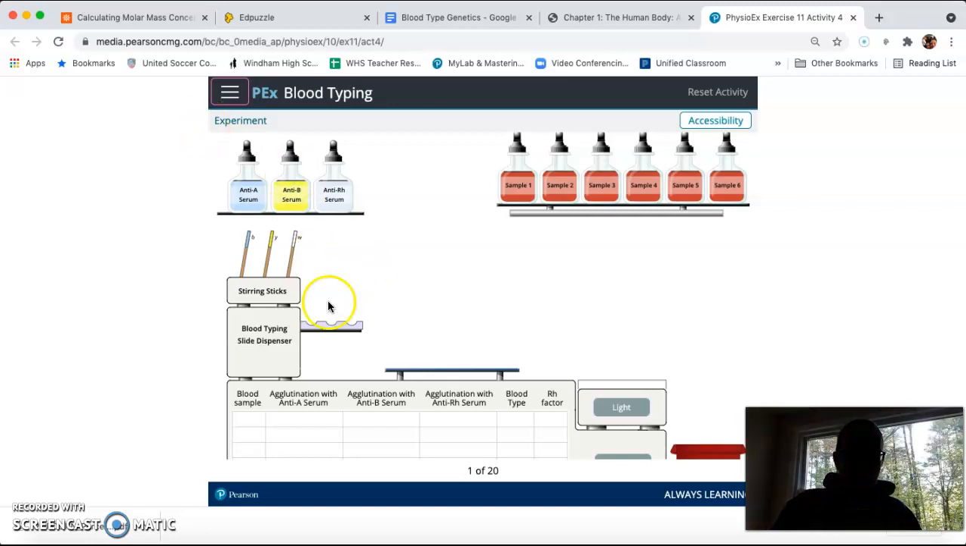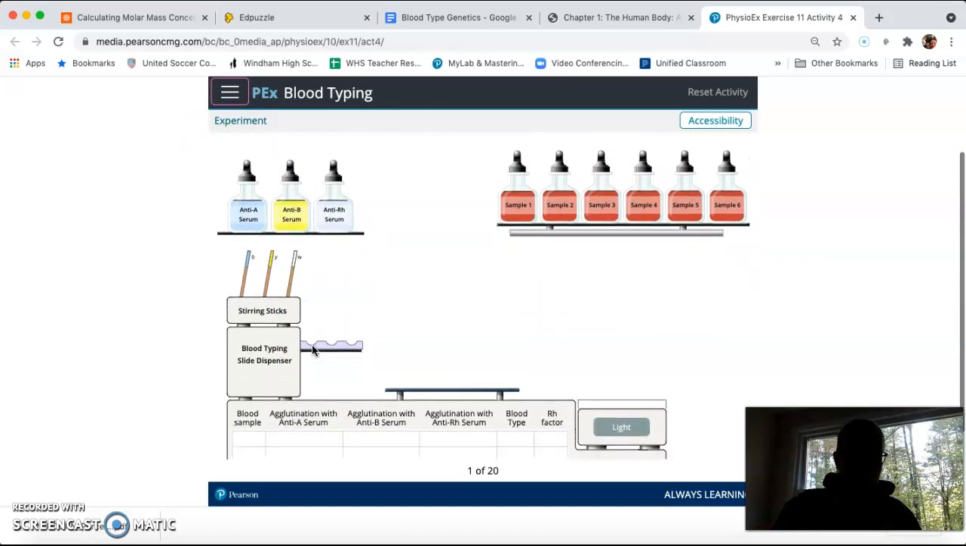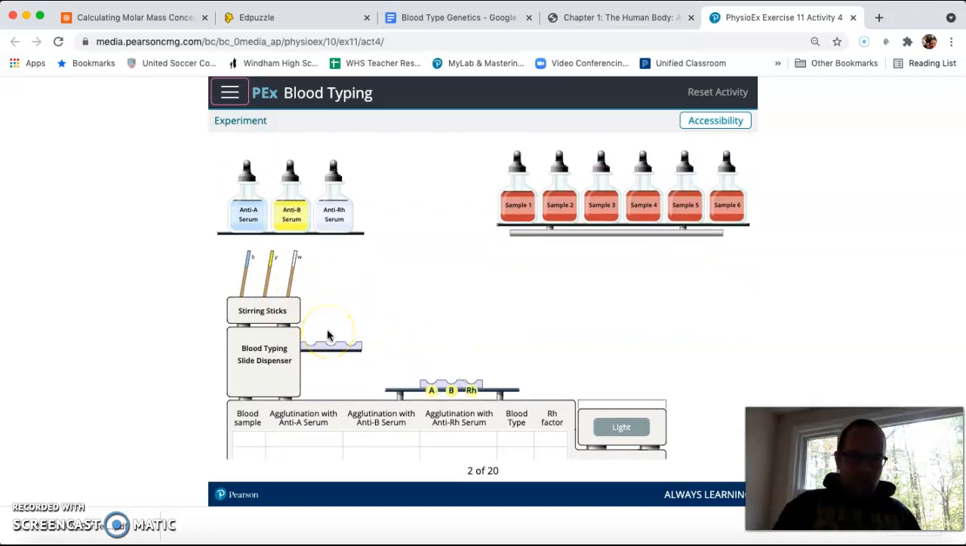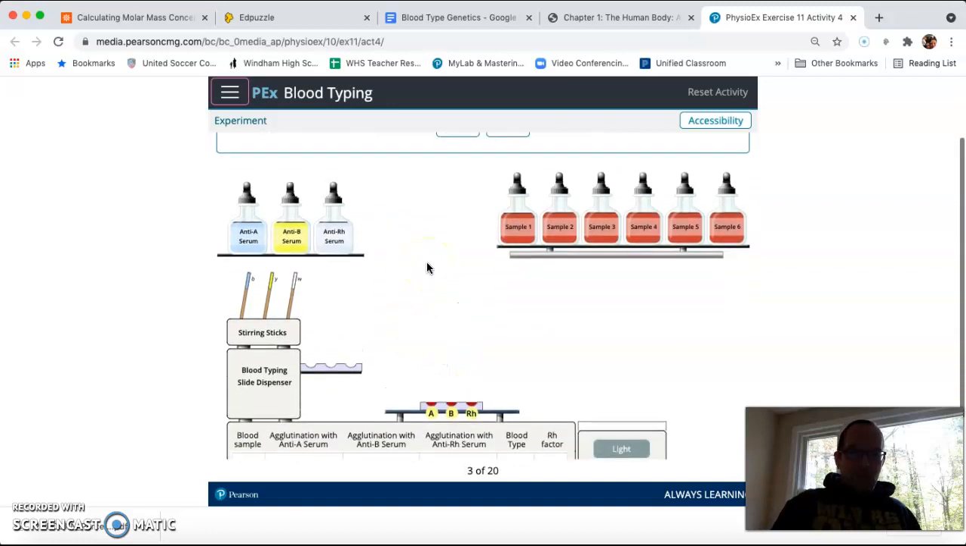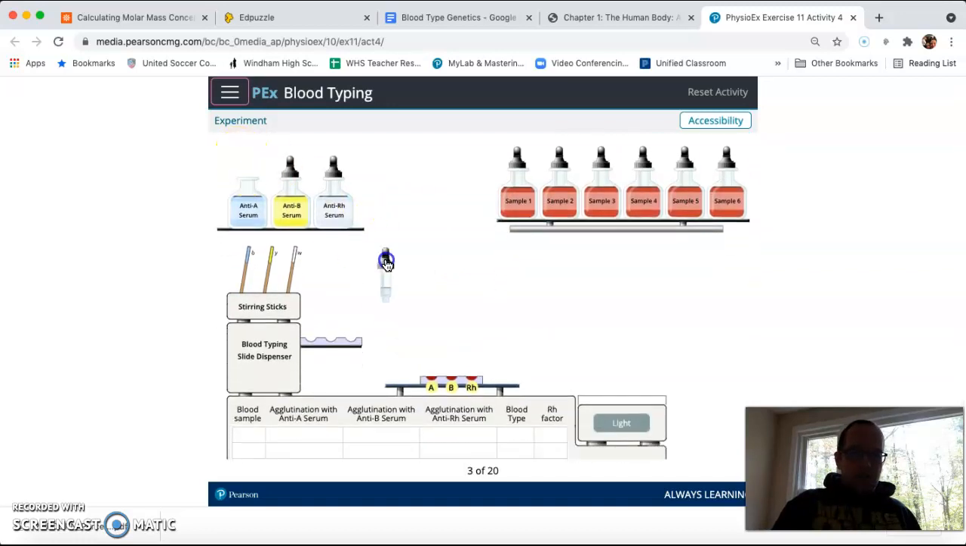So the way we're going to do this is we're gonna follow the directions here, and we're gonna drag this slide. You notice that slide has a couple little depressions here, and the first thing we're gonna do is put some blood from sample 1 into these 3 wells. Now, we're gonna take the anti-A antibodies and put a drop in the A well. We're gonna put anti-B antibodies into the second well, and then anti-Rh antibodies, hopefully, into the third well.